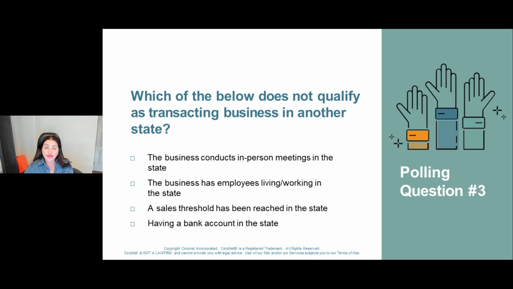We are in time for our third polling question. Gail, back to you. All right, everyone, this is polling question number 3. Which of the below does not qualify as transacting business in another state? Your options are: the business conducts in-person meetings in the state, the business has employees living and or working in the state, a sales threshold has been reached in the state, or you have a bank account in the state. Choose the one that is not the one that qualifies as transacting business in another state, and then click the submit button.